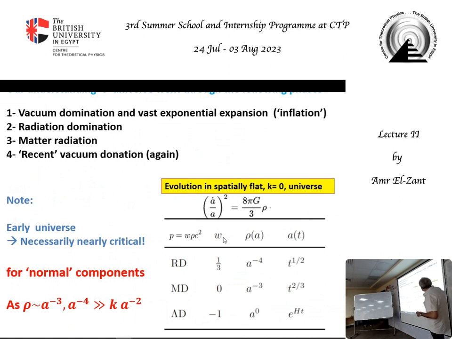We're solving the Friedmann equation for zero curvature. Okay? This is very easy to solve for zero curvature. And inflation, e to the Ht, where H is constant, exponential expansion. So these are the three. And you'll see for normal matter, because these go as a to the -3, a to the -4, and the curvature term goes like k a to the -2, in the very early universe these are always more dominant than that. So for an early universe, it's always nearly flat.